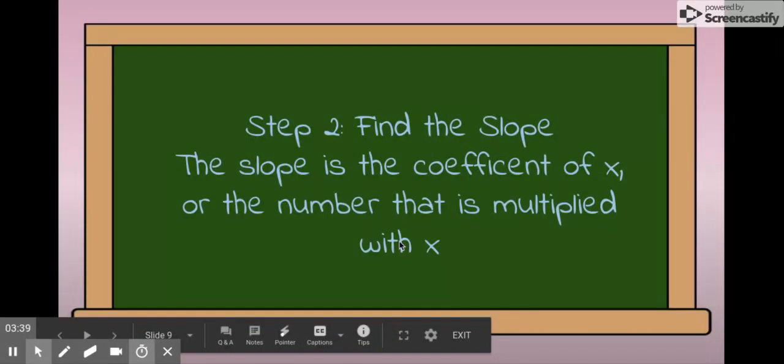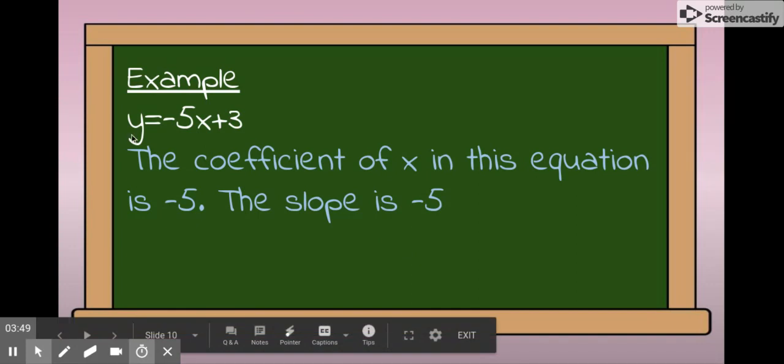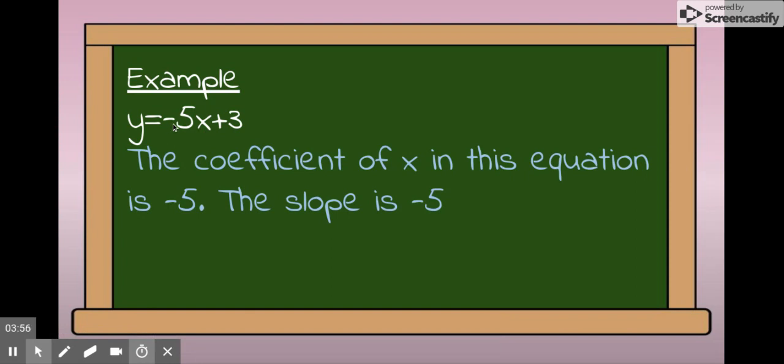In our second step, we're going to find the slope. The slope is basically the coefficient of x, or basically the number that is multiplied with x. And here in our example, we have y equals negative 5x plus 3. So negative 5 is the coefficient of x. So negative 5 is basically your slope.